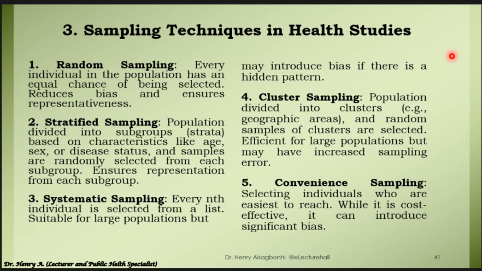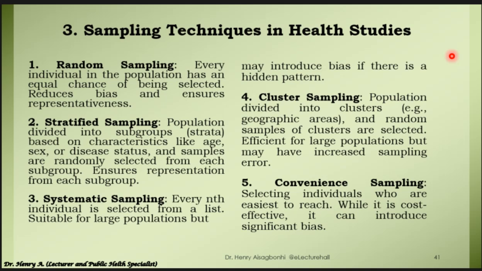Population divided into subgroups, that's strata, age wise, height wise, weight wise, size wise, but they are all the same population, but we divide them into subgroups based on characteristics like age, sex, disease status. Samples are randomly selected from each subgroup. After you have divided it into subgroups, we now take samples from each of those groups. If you do that, it is stratified sampling.